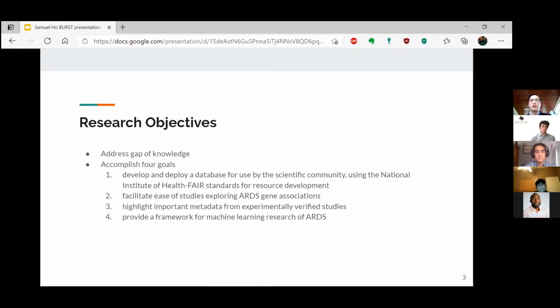First, we wished to develop and deploy a database for use by the scientific community using the NIH FAIR standards for resource development, and I will expand upon the FAIR standards later in the presentation. Second, we wish to facilitate the ease of studies exploring ARDS gene associations. Third, we hoped to highlight important metadata from experimentally verified studies. And fourth, we hope to provide a framework for future machine learning research pertaining to ARDS.